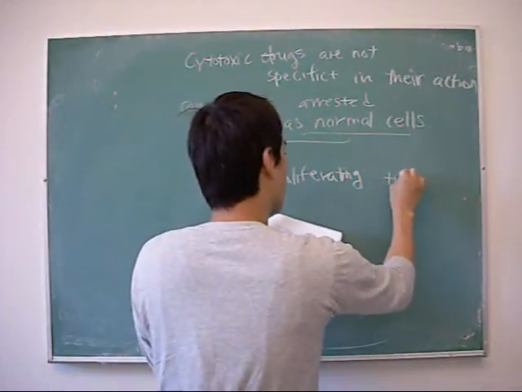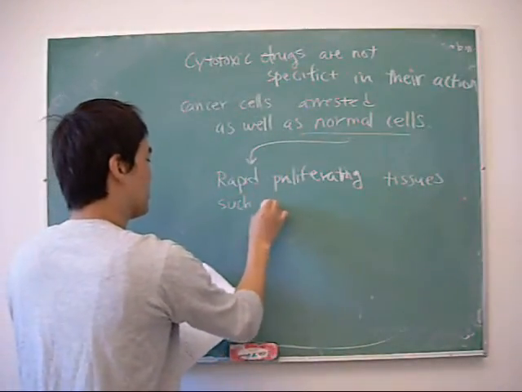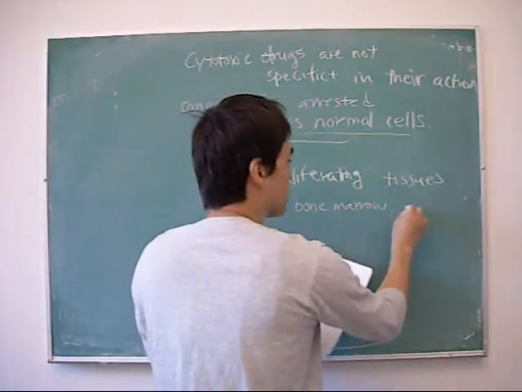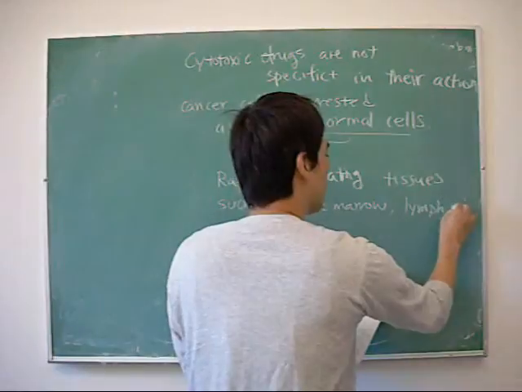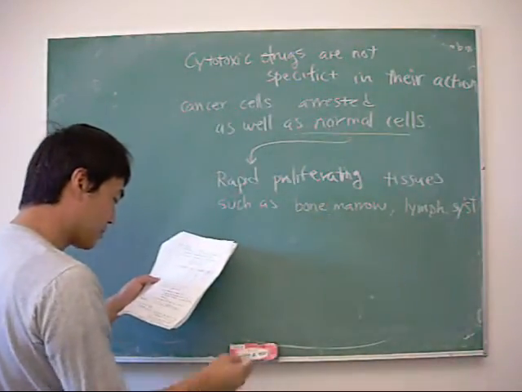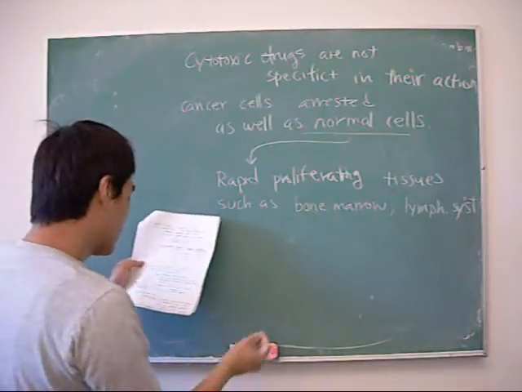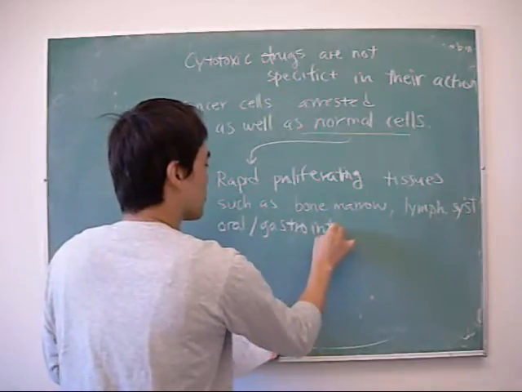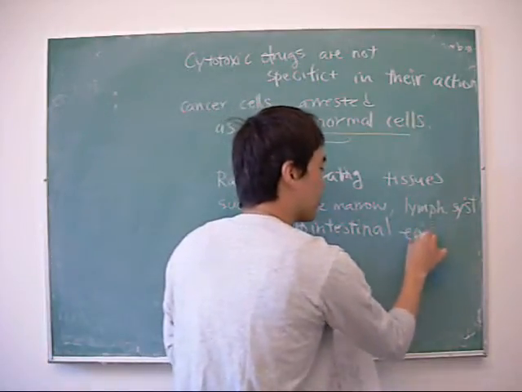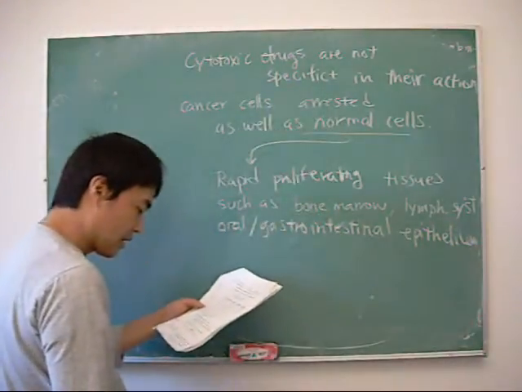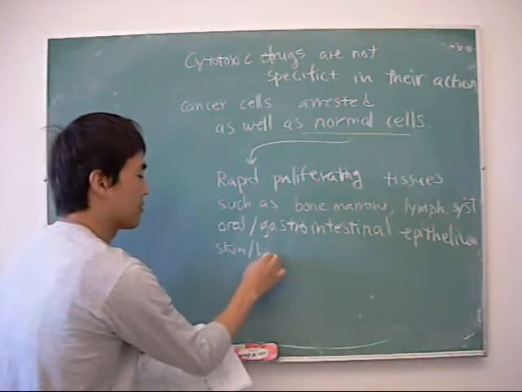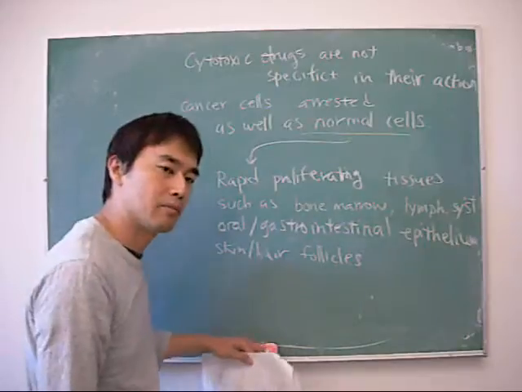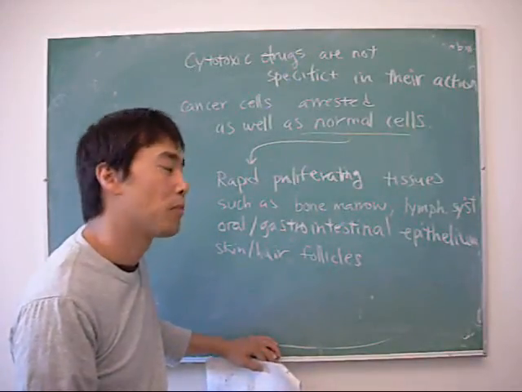such as bone marrow, the lymphatic system, oral and gastrointestinal epithelium, skin, hair follicles would be affected because these are rapidly proliferating cells, which means they regenerate relatively fast, so they get affected as well as cancer cells.